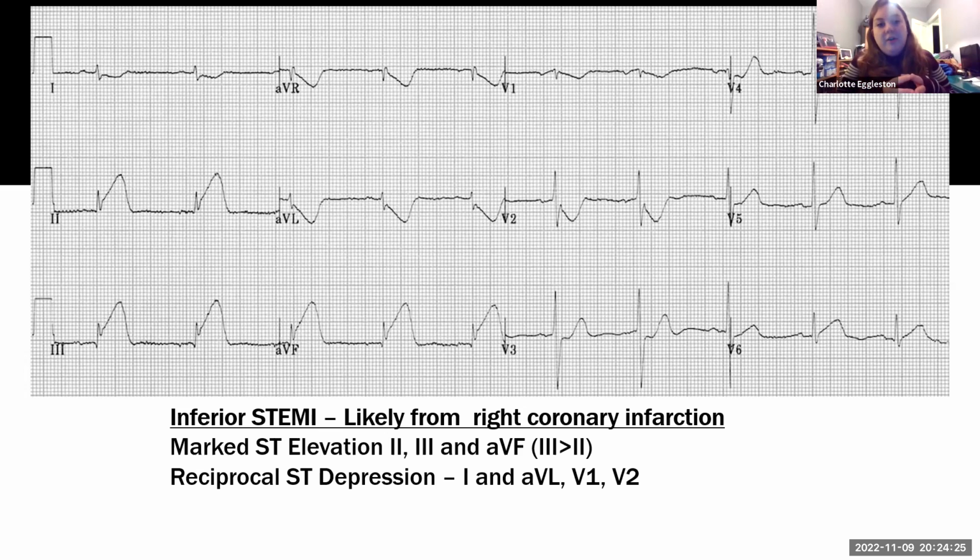This is as technical as I'm going, but there's so much awful stuff going on in the inferior leads, and effectively the leads that are mirroring them, so we've got an inferior MI, will be the ones that look at the top. So 1, AVL, AVR, you're seeing the mirroring of that, so ST depression. So reciprocal ST depression would be your fancy way of saying that, basically.